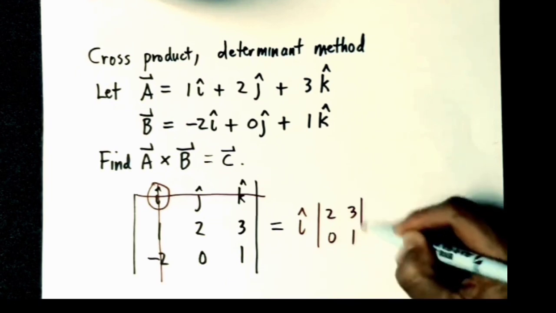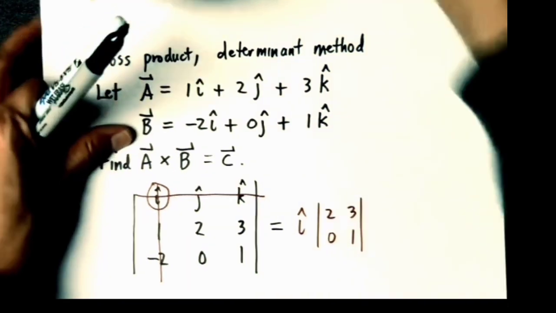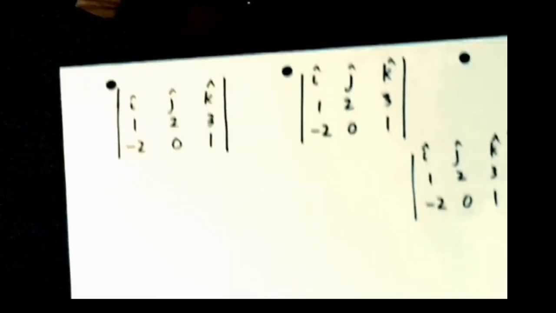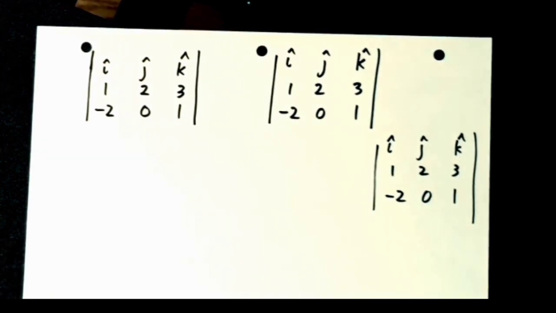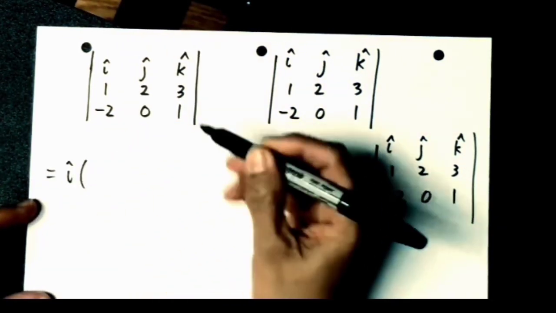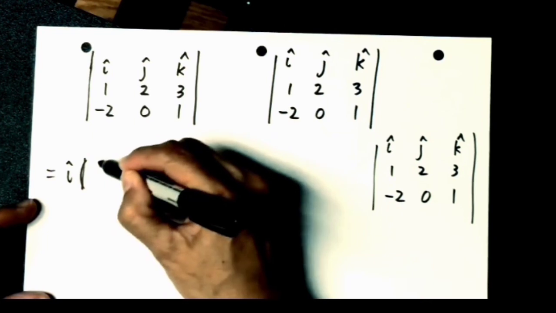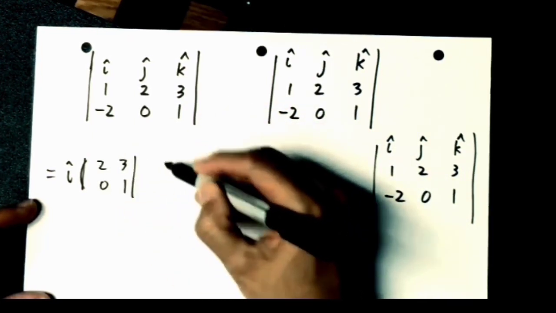After you get good at it, you don't have to write all this stuff out. Okay, then the next thing you have to do is figure out what to do with the J hat. I have to go to another paper here because it's getting crowded. So here you go. Let me rewrite the I hat part of it. Okay, so it's going to equal I hat times the matrix 2, 3, 0, 1, like this.